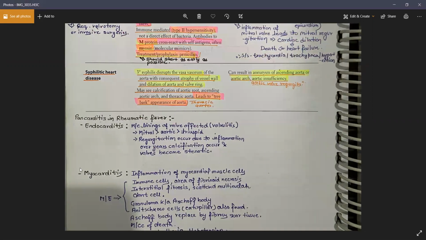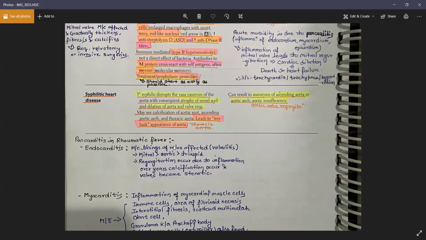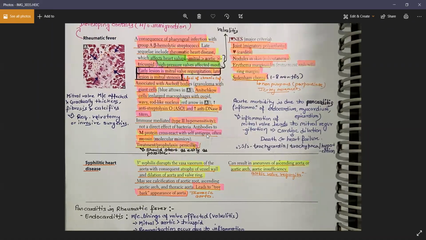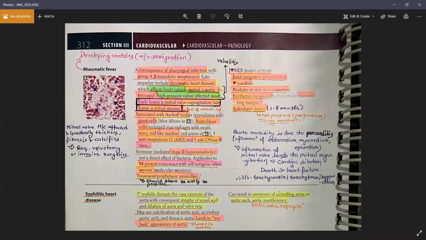Because of this myocarditis, the patient is having biventricular and biatrial dilation and systolic heart failure. So you will get hypotension, loss of cardiac output. The patient will have orthopnea, dyspnea, and then death can occur because of the tachycardia. That's why I think FA has also mentioned that the most common cause of death is the pancarditis in case of rheumatic heart fever. So yes, the acute morbidity is due to the pancarditis. Very important. So any doubt on this rheumatic heart disease?